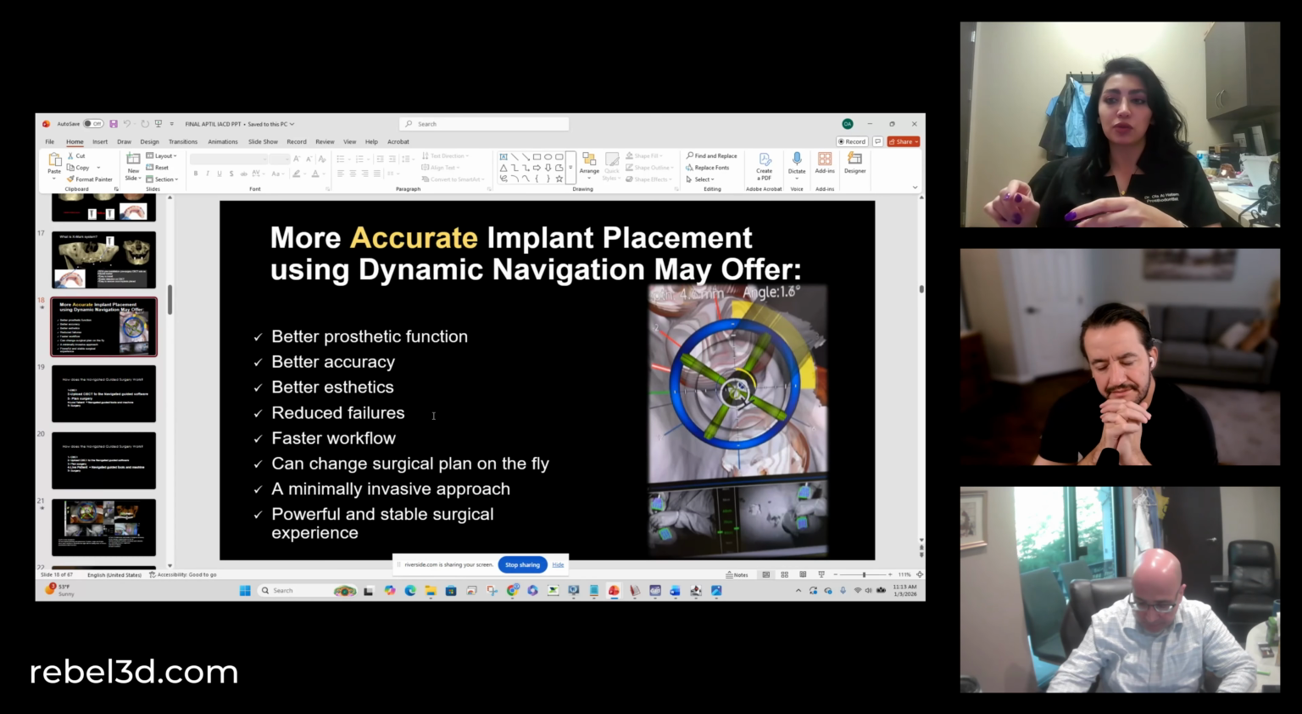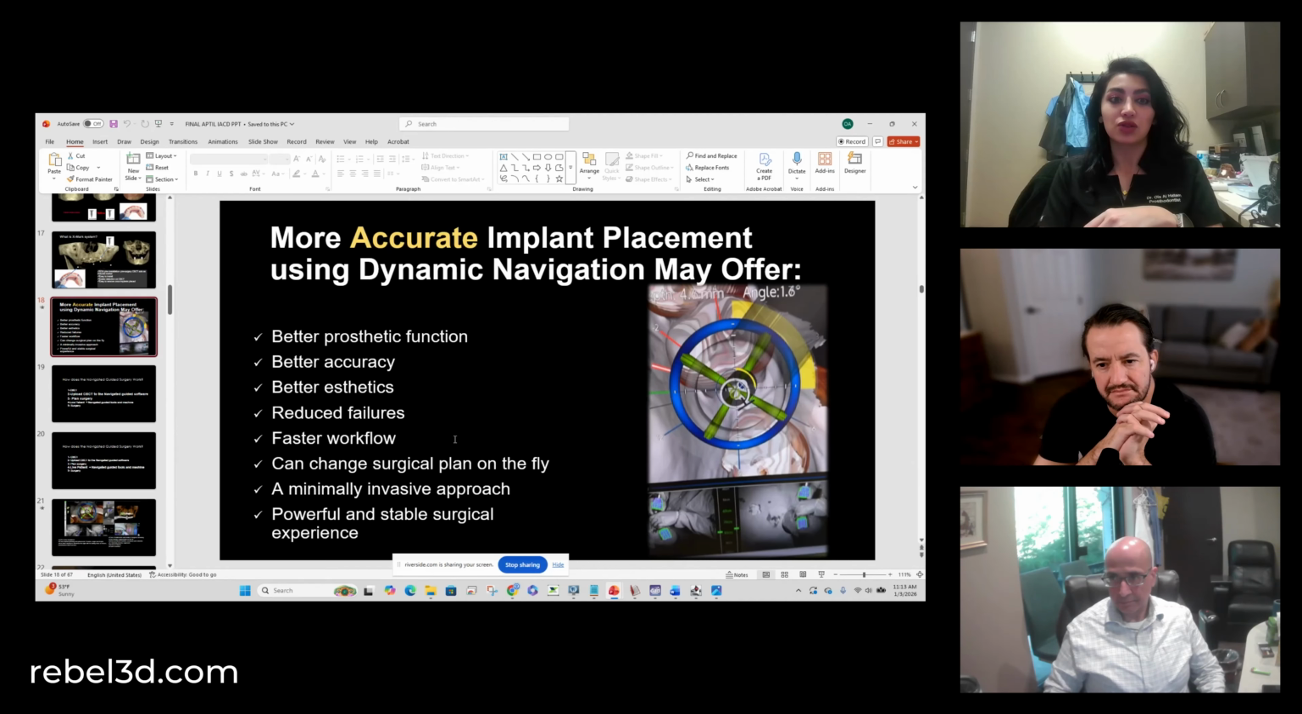And this is the gold thing. Can change the surgical plan on the fly, which you cannot do with a static surgical guide. Minimally invasive approach, because you don't have to reflect humongous flaps in order to visualize where you're going. You don't need those flaps for any anchor pin guides. You can keep it very minimal.